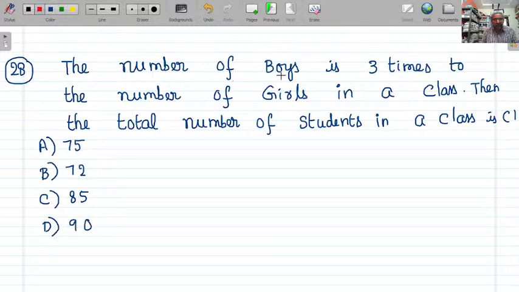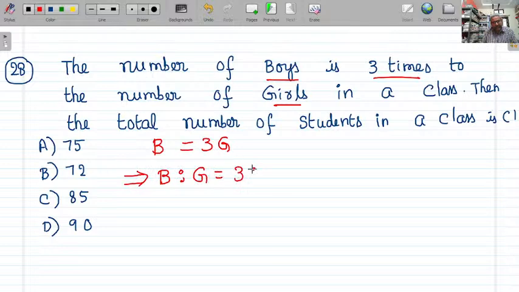So first of all, the number of boys is 3 times the number of girls. So what is given here? The number of boys is equal to 3 times the girls. So we can write it like this: boys is to girls is equal to 3 is to 1.